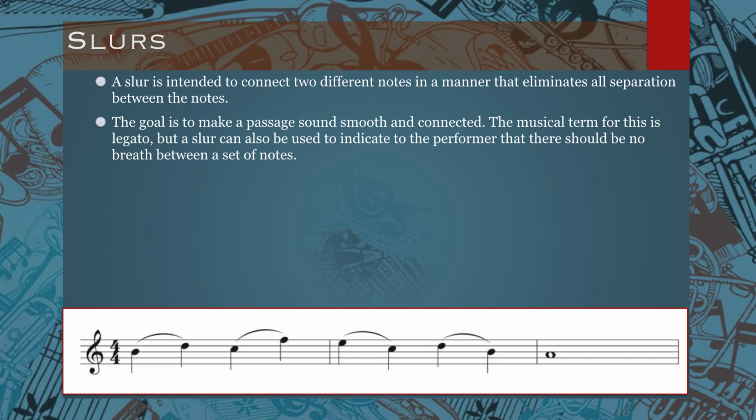The musical term for this is legato, but a slur can also be used to indicate to the performer that there should be no breath between a set of notes. So again, that's just saying that with certain wind players, anybody who has to use the breath to play their instrument, an instrument that requires air, the composer might use slurs to indicate when they should breathe and how they should articulate the actual notes within a phrase.